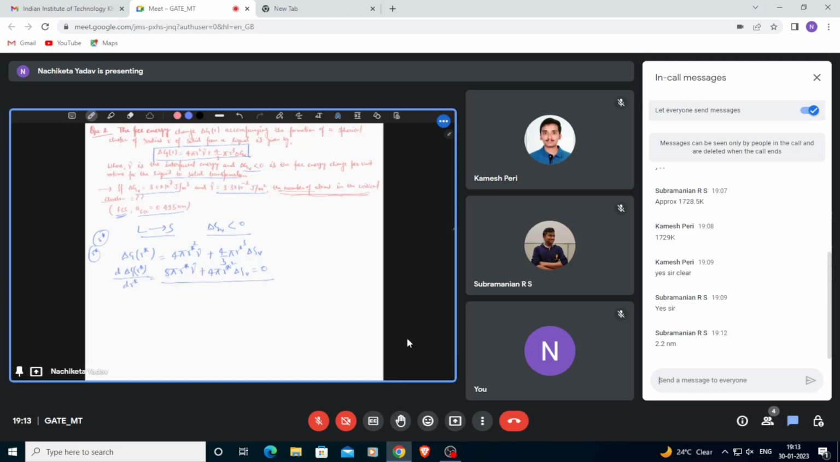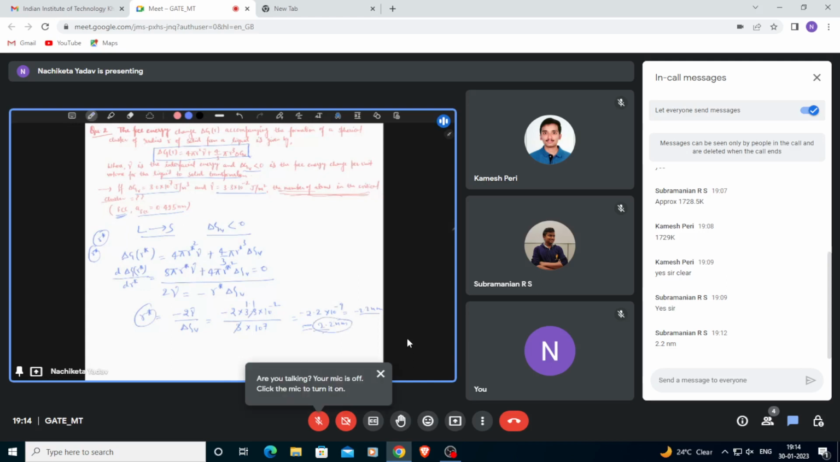So 4 pi R, if we take a common, 2 gamma equal to minus 2 gamma delta Gb. So R star will be equal to minus 2 gamma delta Gb. The gamma value is given, interfacial energy minus 2 into 3.3 into 10 to the power minus 2, and the delta Gb value is given as 3 into 10 to the power 7. So this will be 2.2 into 10 to the power minus 9, that is 2.2 nanometer. So this is the radius, 2.2 nanometer.